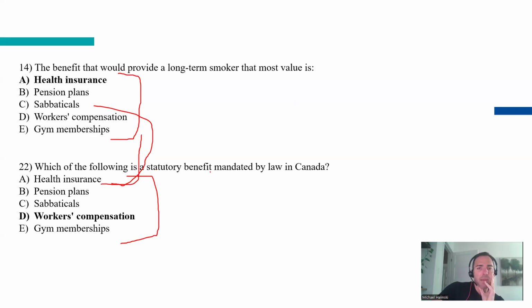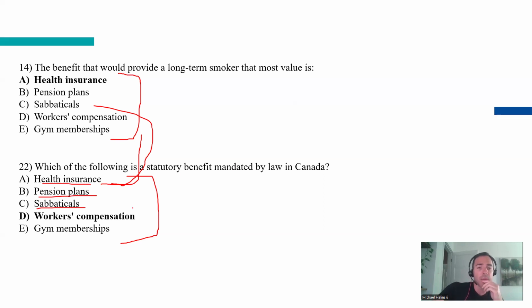Anyways, which of the following is a mandatory benefit, a statutory benefit mandated by law in Canada? So the workers' comp is the only one. Sabbaticals, you don't have to. If you want to take off 5 months, the organization might say, okay, see ya, you're not coming back, right? Pension plans, very few. I think only about 20% of jobs in Canada actually have pensions.